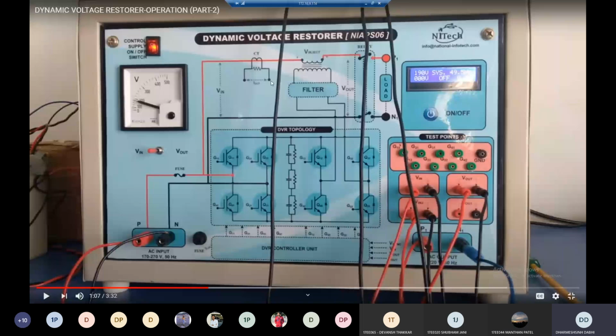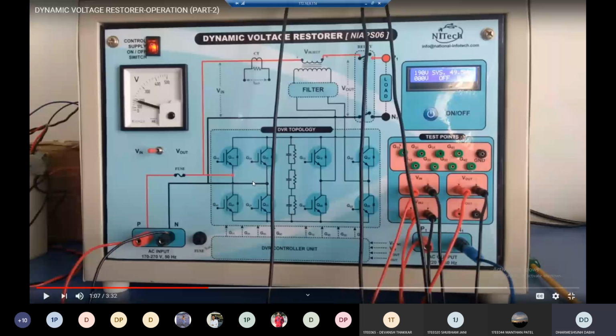You can see that here we have supply. This is a positive and this is a neutral, single phase voltage. Here we have a DVR in which we have two controllers, because here we do not have a fixed DC voltage. In the simulation, we took the capacitor as a DC source, but here we do not have a DC source voltage. So for that, we have used one converter, which is called a rectifier.